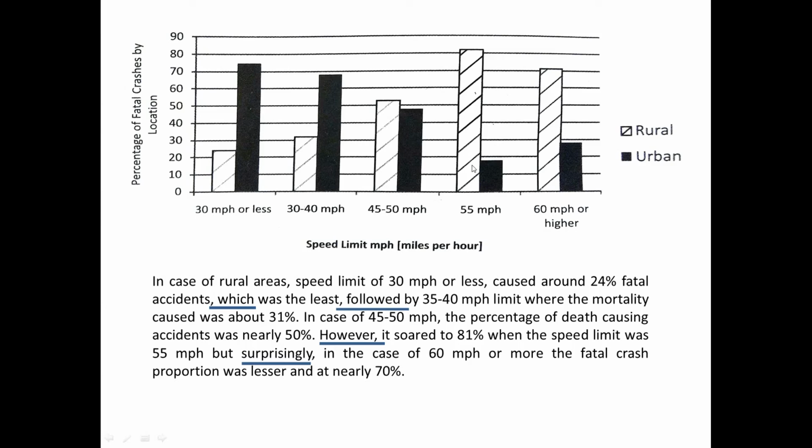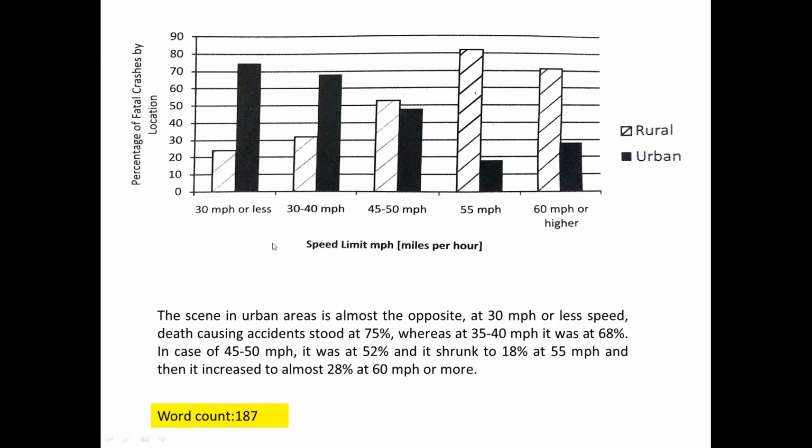Okay, let's see in case of urban areas in body paragraph 2. The scene in urban areas is almost the opposite. As we can see, in case of urban areas, the highest fatal crashes are at the lowest speed, 30 mph or less speed limit, and then there is a decrease, and at last there is an increase. So it is kind of contrary to that. The scene in the urban areas is almost the opposite.